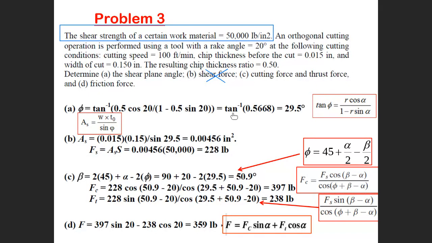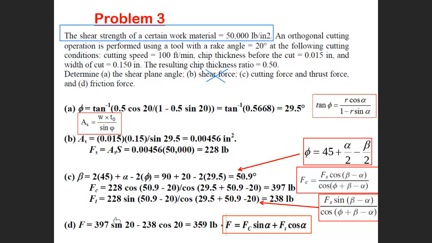Once you get the shear force, the cutting force and thrust force can be obtained from the Merchant circle, as functions of Fs. Then you need to obtain beta. Beta can be obtained from this relation, because this can be obtained as a function of beta, alpha, and phi. Alpha and phi we know, so we need to obtain beta from this equation. Then you can use these two equations to obtain Fc and Ft.